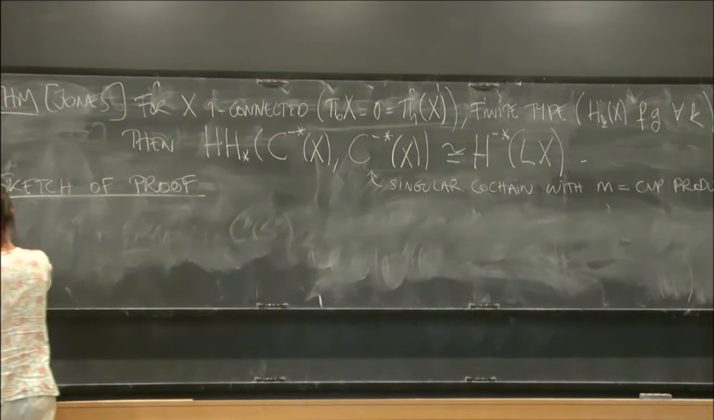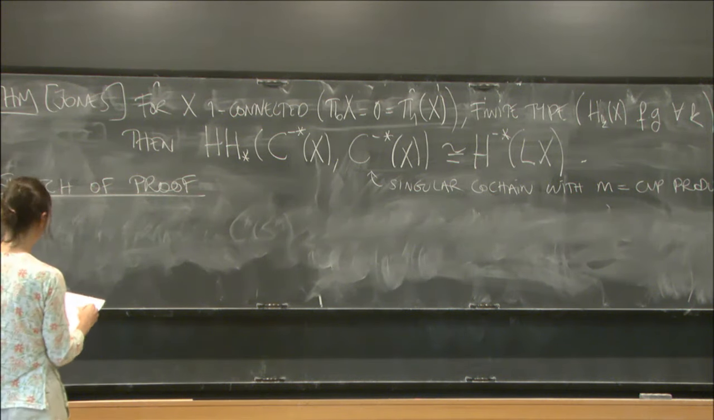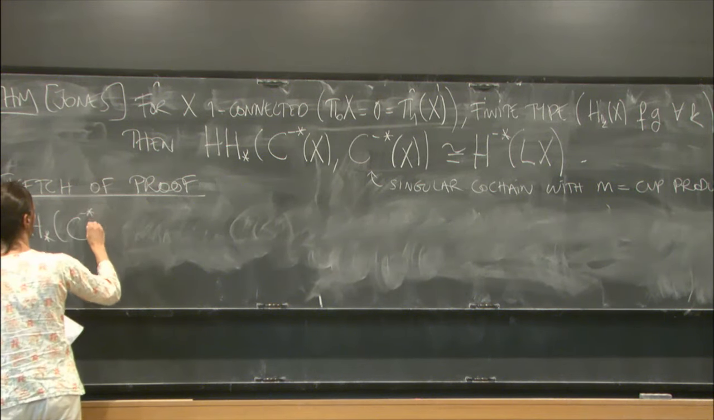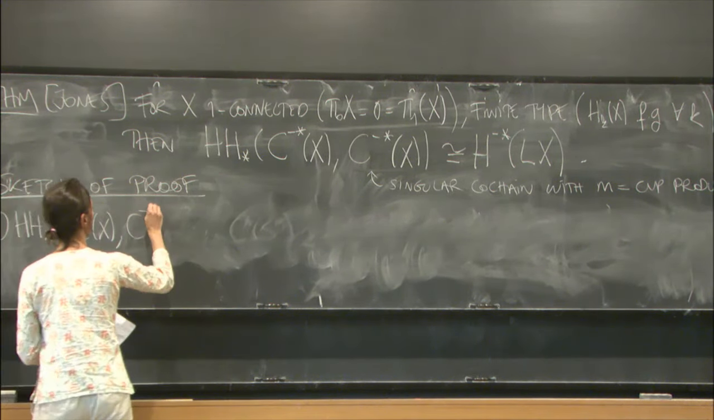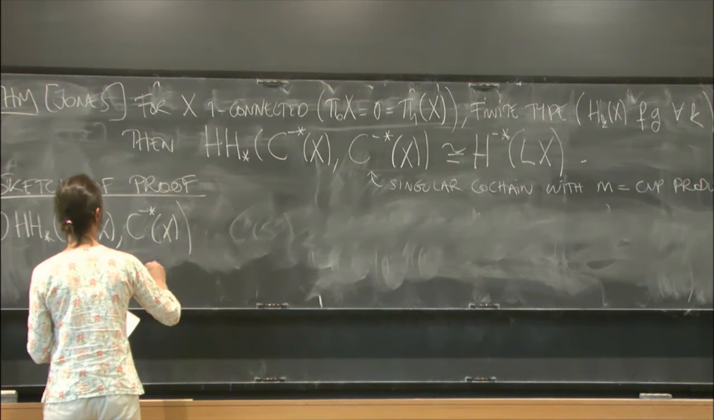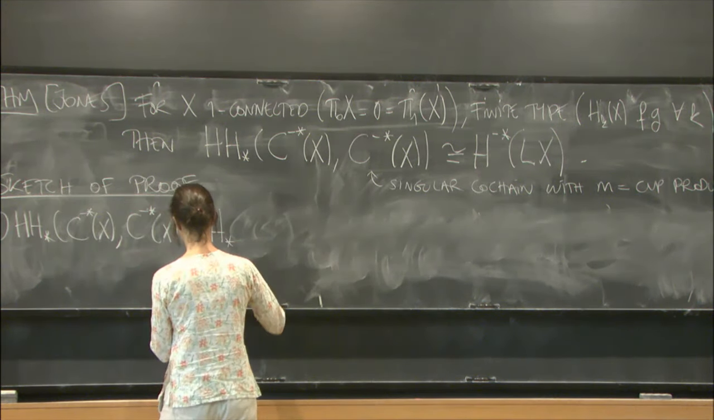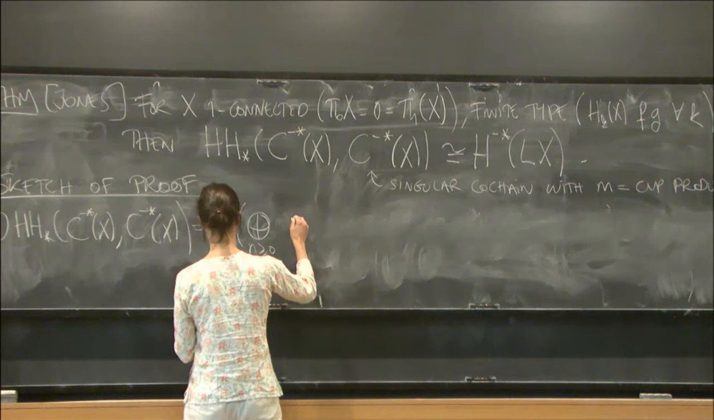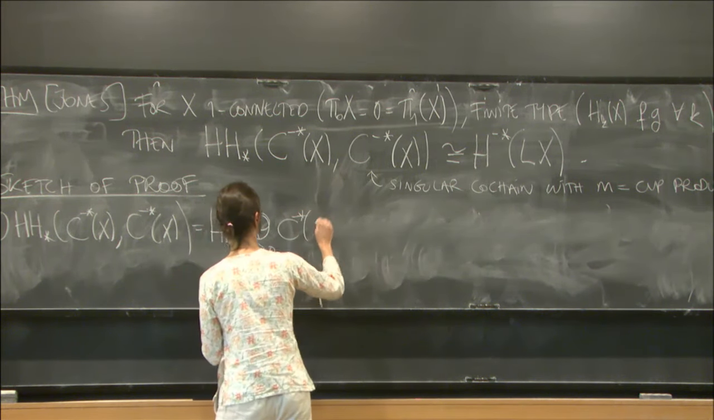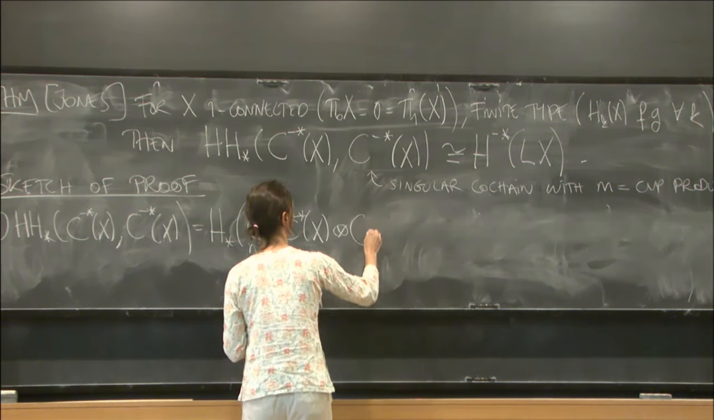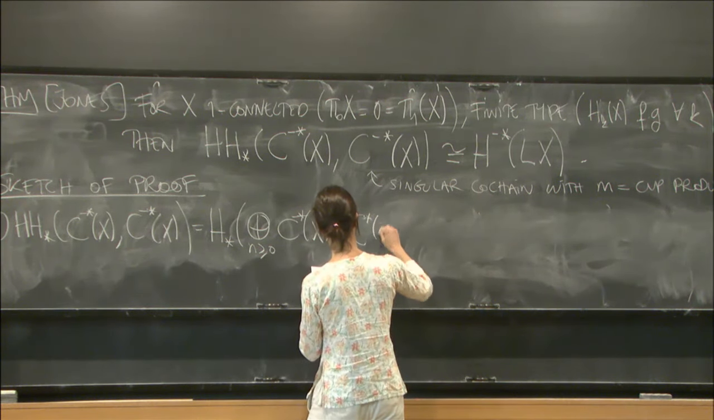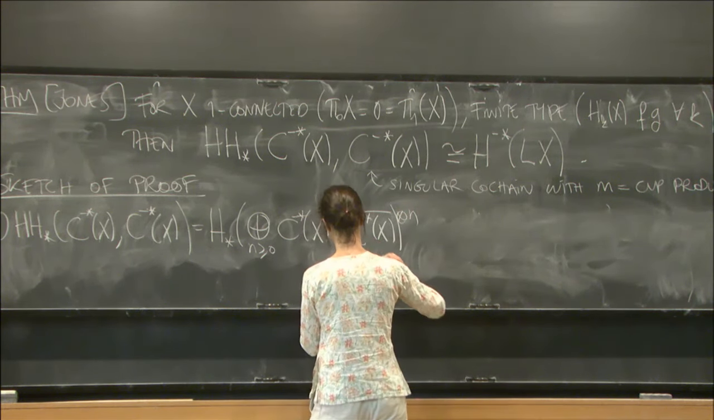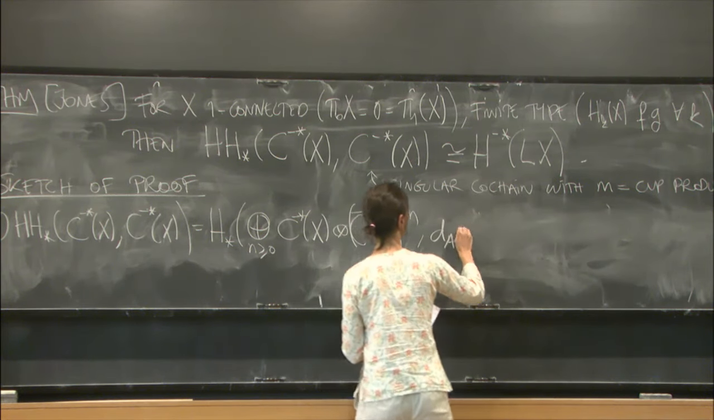So first, we'll start with the complex. We're looking at the Hochschild complex of this thing. This is the homology of a certain chain complex we define: the sum over n greater or equal to 0 of C minus star x tensor C star minus star x bar tensored n times, with the differential dA plus dH.